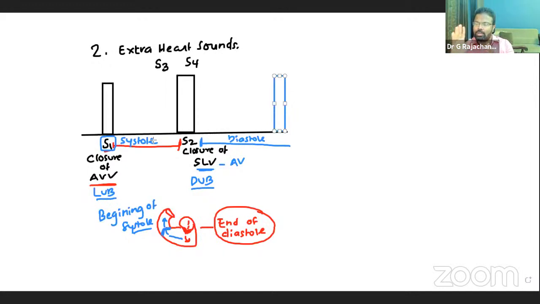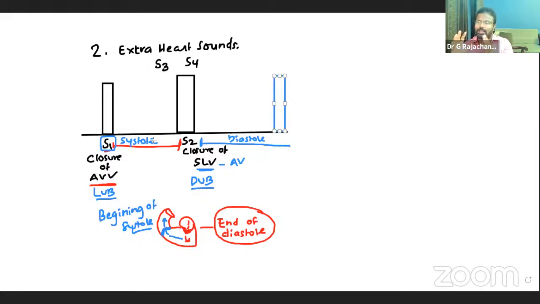When you get an abnormal sound between S1 and S2, what do you call that? It is called a systolic murmur. Why is it called a systolic murmur? Because it is coming in the systolic phase of the heart. So between S1 and S2, if there is a sound, lub, boof, dub, lub, boof, dub, that means between S1 and S2, we have an abnormal sound. That is called a systolic murmur.